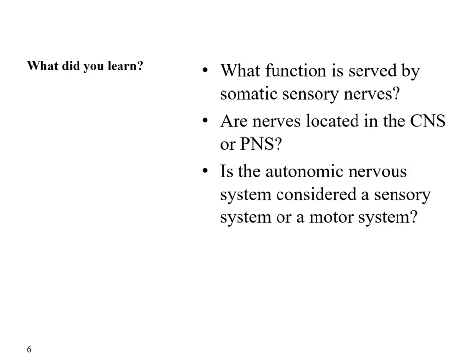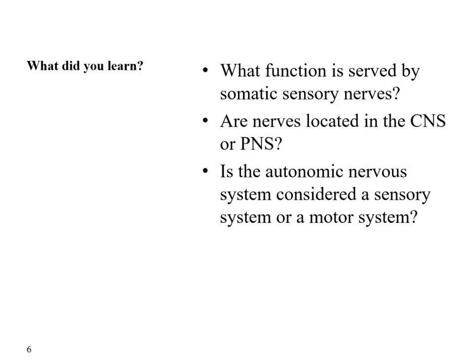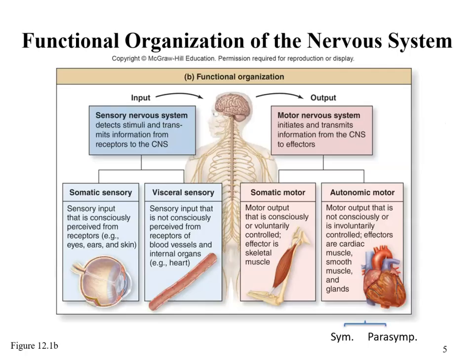Are nerves located in the central nervous system or the peripheral nervous system? Well, we said that the central nervous system just consists of the brain and spinal cord. So that means the peripheral nervous system has the nerves. Is the autonomic nervous system considered a sensory system or a motor system? We go back to this chart here. You can see the autonomic motor system right here. It's considered part of the motor nervous system. And remember, it can be broken down into the sympathetic and the parasympathetic division.